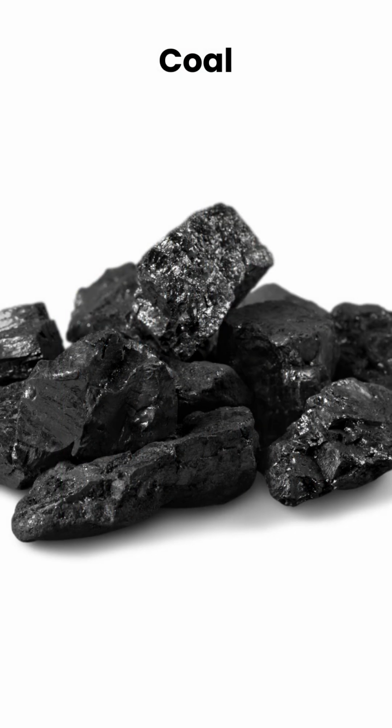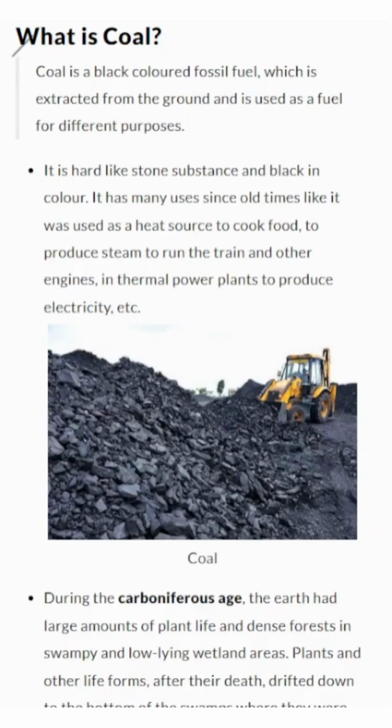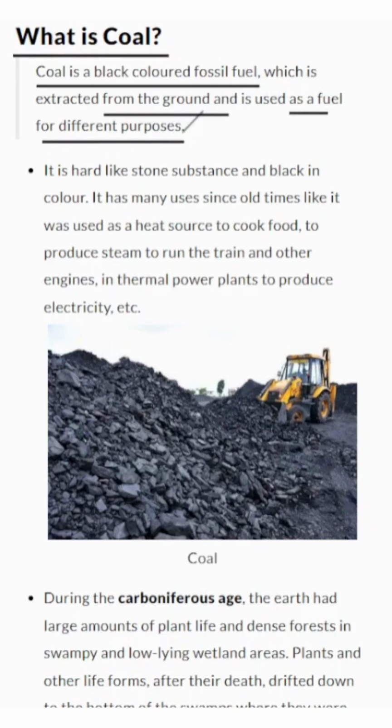Let us explore one of the most historically significant and widely used known non-renewable resources: coal. So, what exactly is coal? Well, coal is a black-colored fossil fuel that's extracted from the Earth's depths, and it has been a source of power and energy for humanity for centuries. Coal is known for its distinct characteristics. It's as hard as stone and is, unsurprisingly, black in color. These properties have made it a valuable resource throughout history.